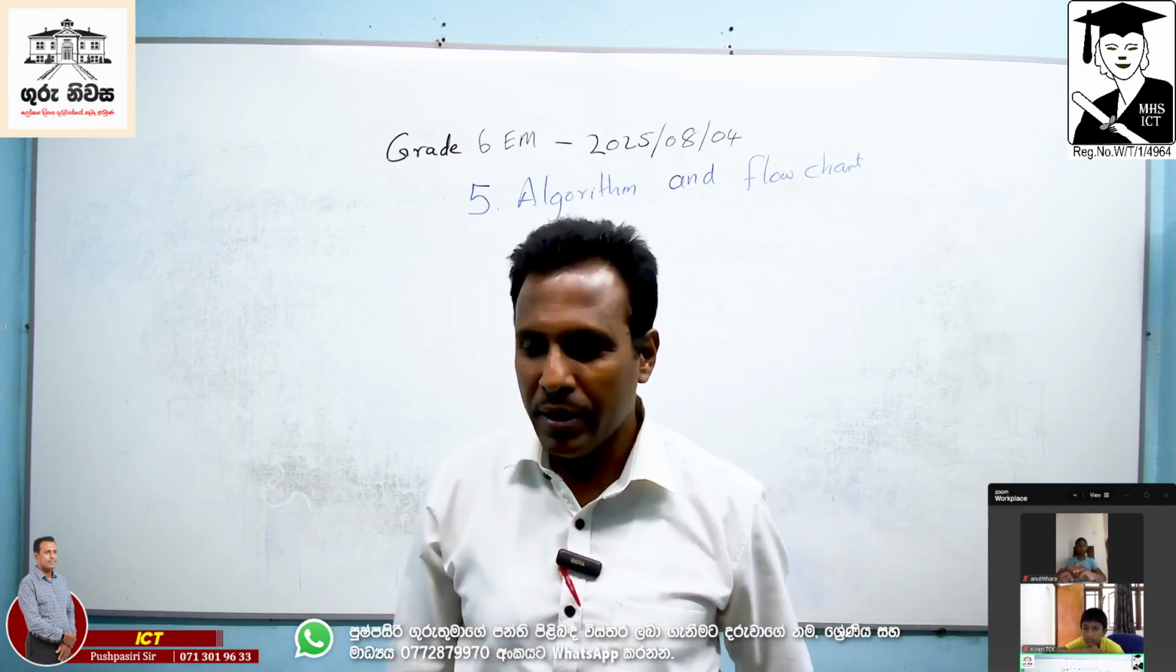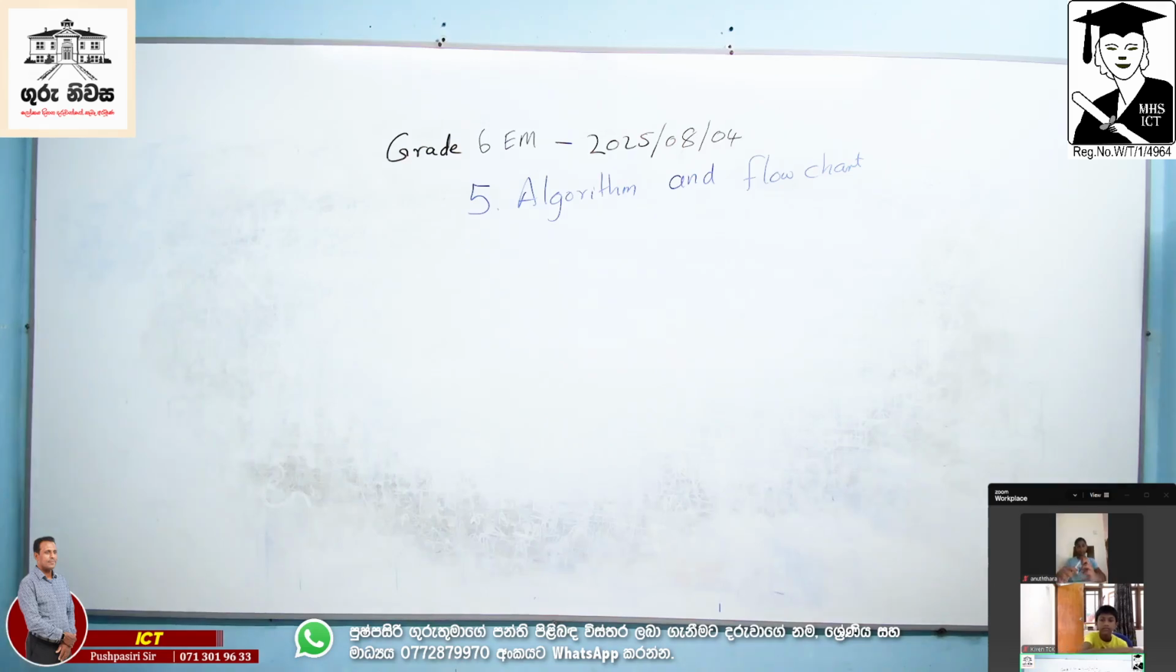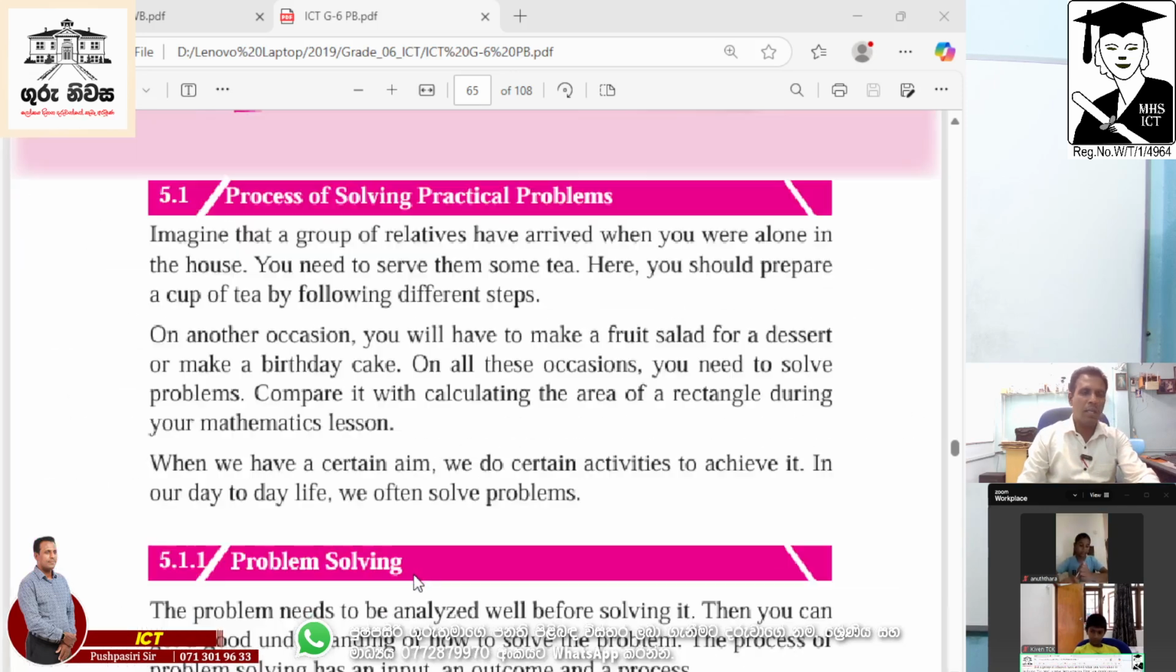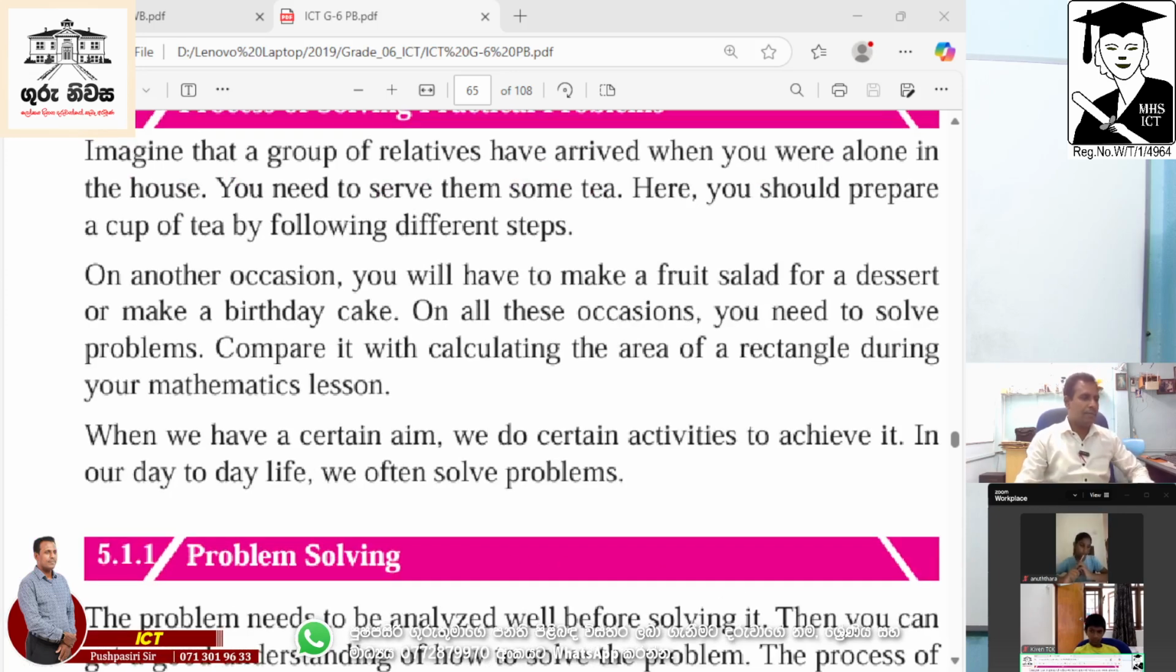Right. So in this book it says, next point is on all these occasions, මේ සියලුම අවස්ථාවලදී. Shall I share this book? Can you see now, right? Okay, right, so it says here on all these occasions, මේ සියලුම අවස්ථාවලදී, you need to solve problems. මේ ප්‍රශ්න විසඳන්න ඔයාලට අවශ්‍යයි නේද? You need to solve this problem, right.